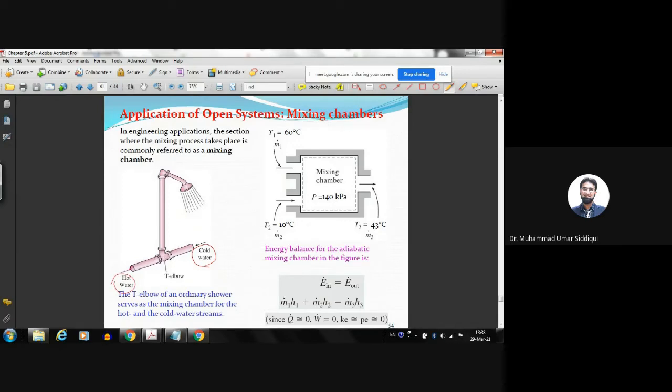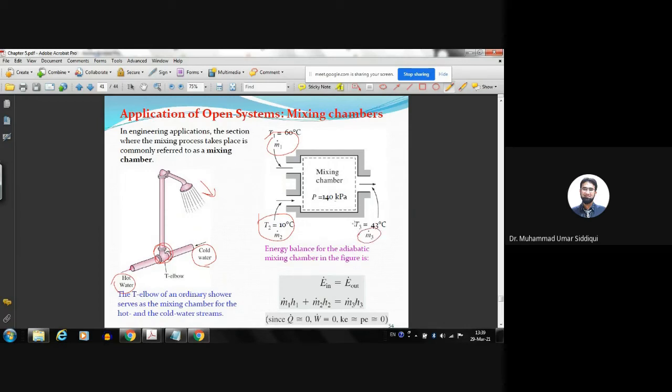The tap that is installed, you open the hot water, you open the cold water, and here the mixing occurs, and then you get the output at whatever the temperature you need. Okay, so this is a mixing chamber. So you will have two inlets, m.1 and m.2, and those two are going to mix and going to get m.3.